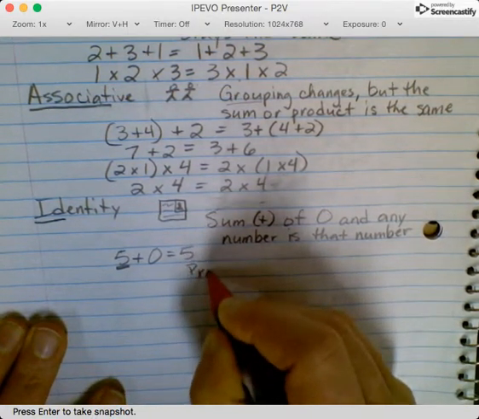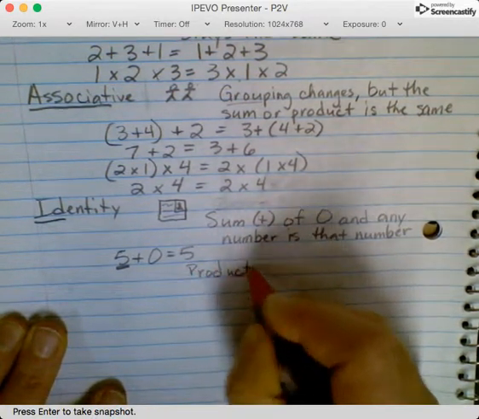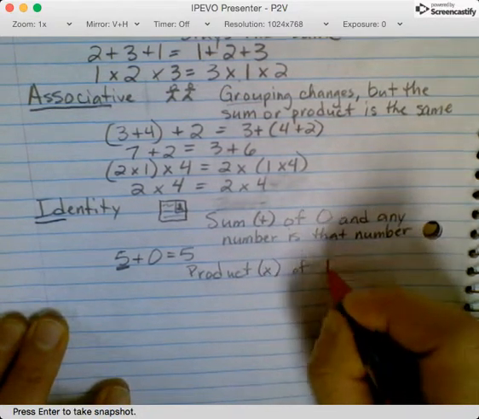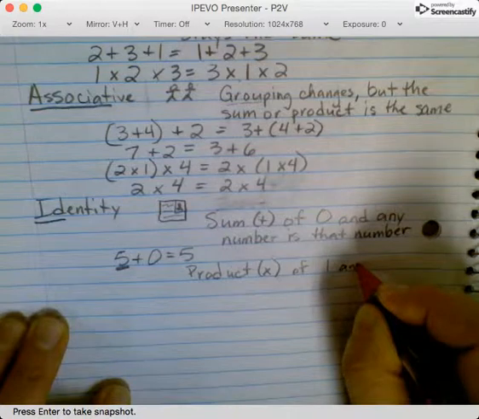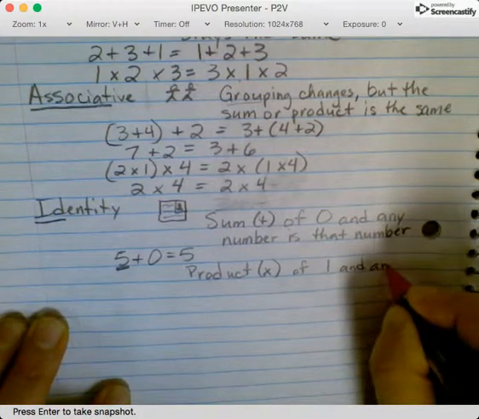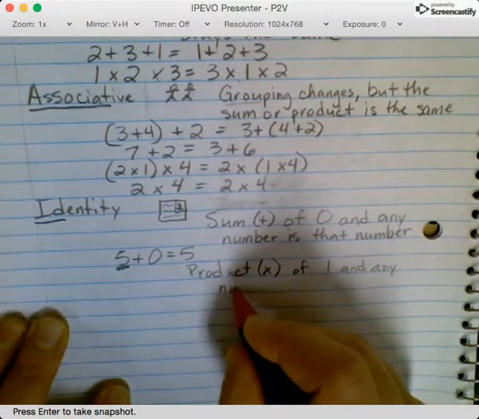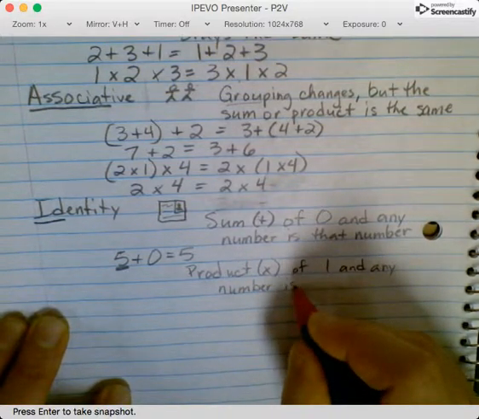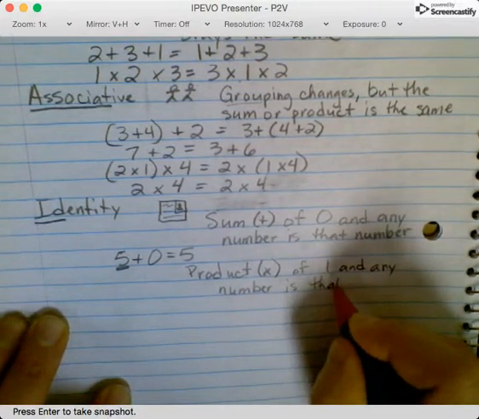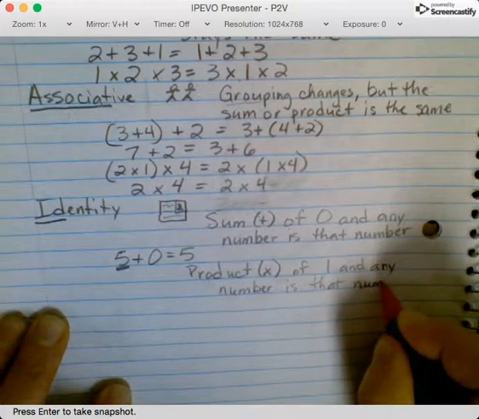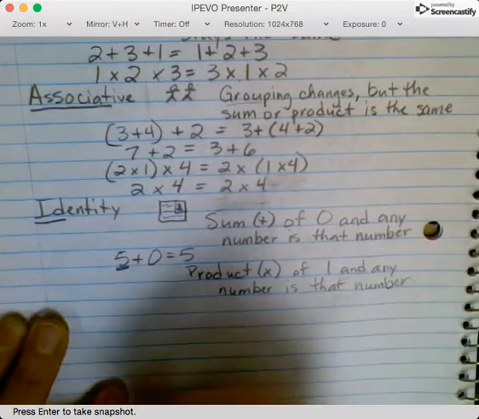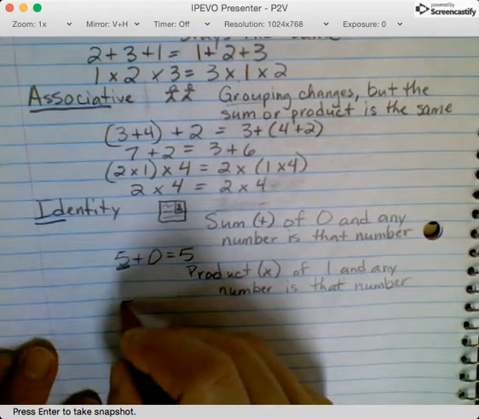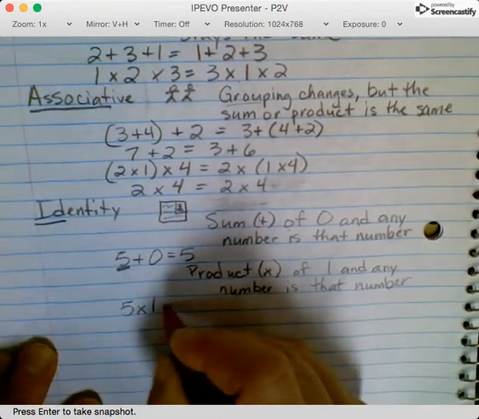The product, or multiplication, of 1 and any number is that number. So this time, instead of adding, you're multiplying. So if I do 5 times 1, that equals 5.